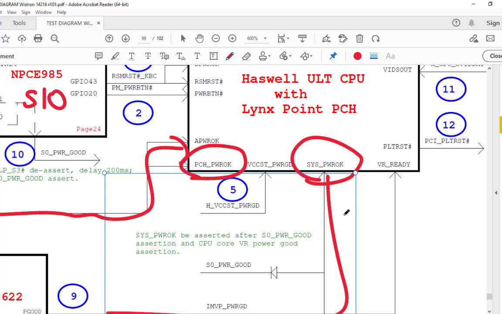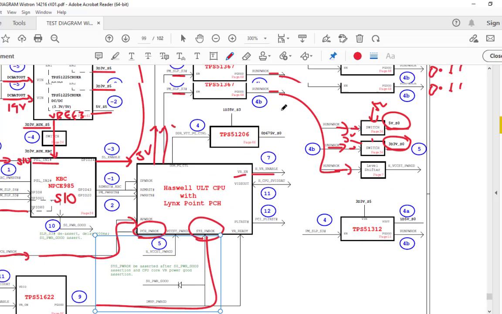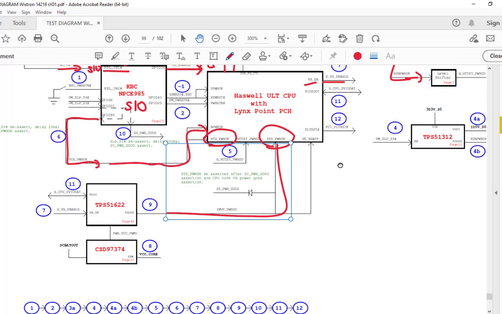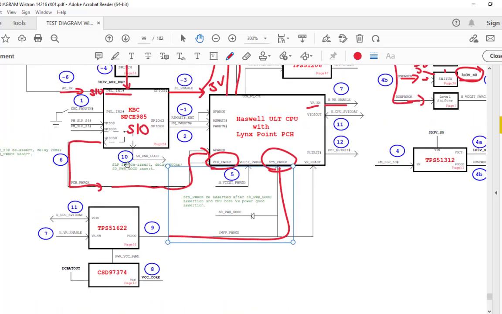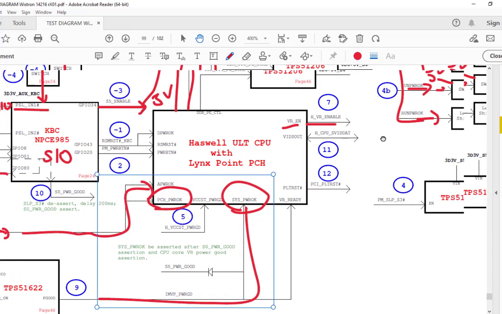Okay, so this is step number 9, and after 9, the next signal is step number 10. So we'll see where step number 10, step number 11, step number 12 are. Yeah, so here is step number 12, S0 power good, going to the CPU saying all powers are okay, and step number 11 is called the SVID signal.